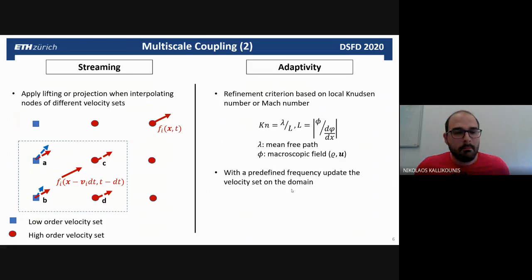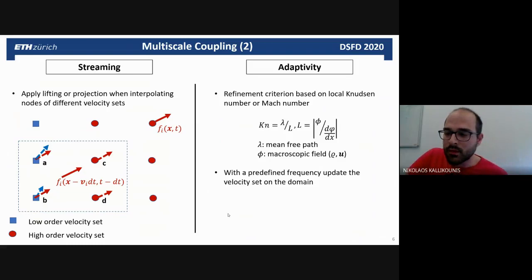Based on the lifting and projection transformations, the multiscale framework works with a modification in the streaming step. If the departure point during semi-Lagrangian advection lands between nodes in the interface region, then either the lifting or projection transformation is performed at the nodes that use a different velocity set from the advected node. So for example, in this picture, the top right node, which uses a high order velocity set, is advected, and the departure point is located at the point indicated in the picture. Then the nodes A and B that use the low order velocity set perform the lifting transformation. And after this, the population is interpolated as in the semi-Lagrangian streaming step.